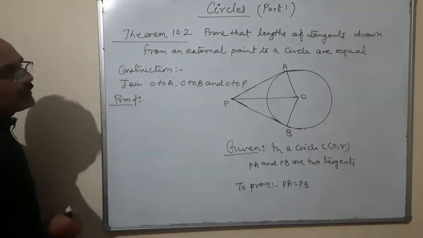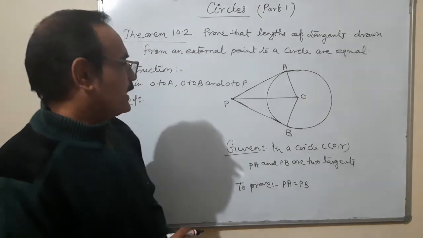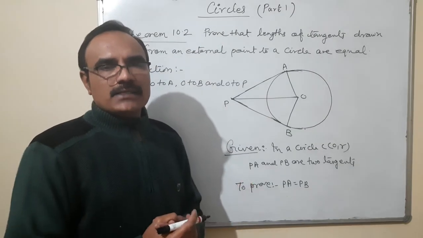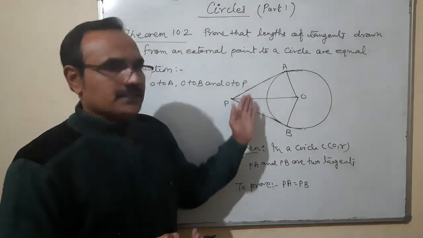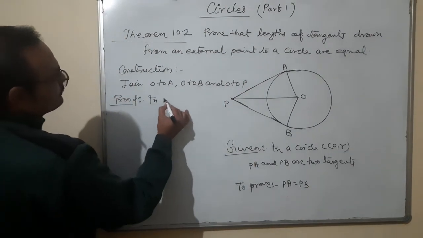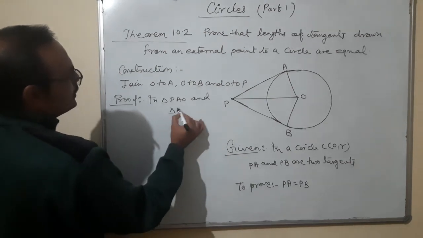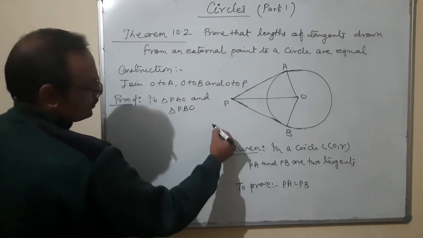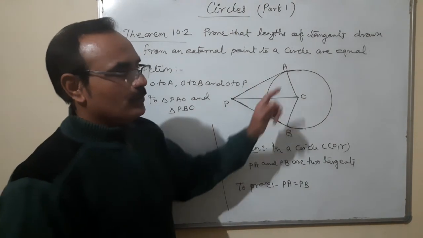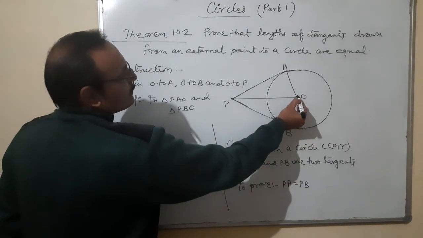Very simple proof. You can see that two triangles are formed, one on the upside and one on the downside: triangle PAO and triangle PBO. If somehow we prove that both the triangles are congruent, then by CPCT, PA is equal to PB. So in triangle PAO and triangle PBO, two triangles I have taken.